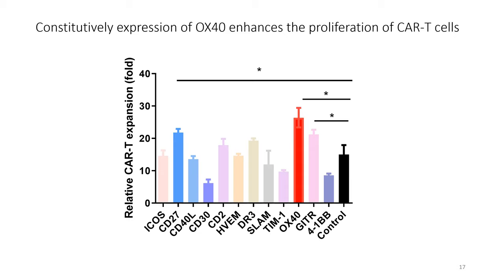So at first, we compared the proliferation of these CAR T cells in a 7-day in vitro cell culture. We find that after 7 days of culture, different CAR costimulatory receptors showed distinct effects on the proliferation of the CAR T cells. Like CD27, OX40, and GITR show enhanced proliferation of the CAR T cells, and like CD30 and TM1 for 4-1BB actually decrease the proliferation of the CAR T cells. So it's so different. Since in our in vitro system the OX40 shows the best enhancement of proliferation of CAR T cells, our full experiment focuses on this BBz-OX40 CAR construct.